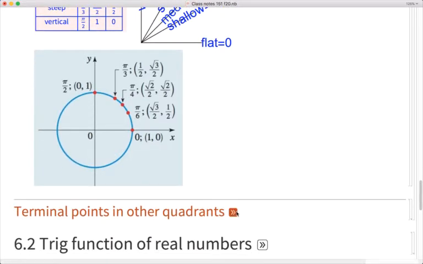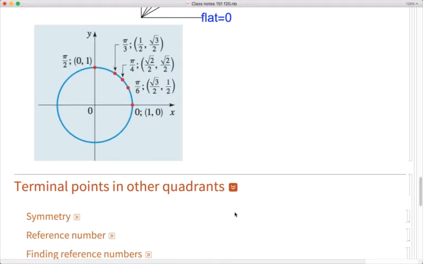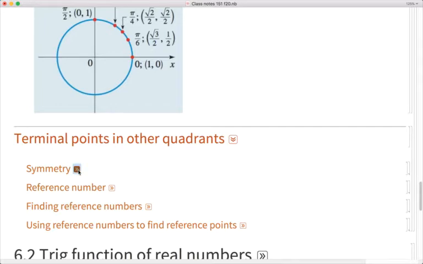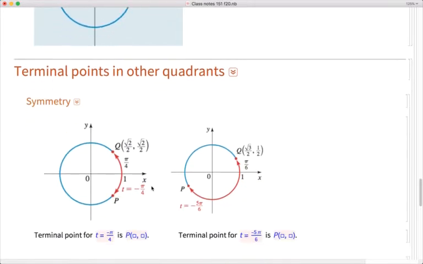Okay, so now we're going to look at terminal points in other quadrants, and the idea here is to figure out these other terminal points by using the symmetry of the circle. So for pi over 4, when we travel this distance, we're supposed to try now to have it memorized that the terminal point is root 2 over 2 comma root 2 over 2.